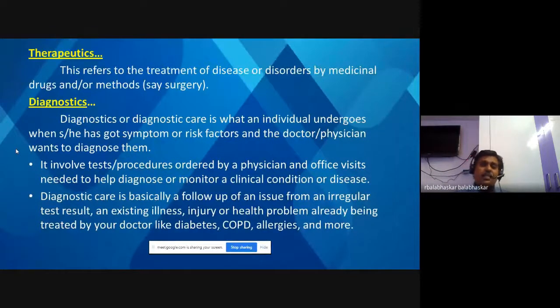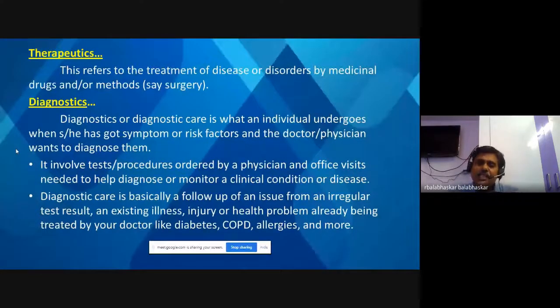And finally, you have the diagnostics, which is going to be the most important one, where the individual undergoes all the symptoms or risk factors, so they go for a testing. So it involves tests or procedures that are being ordered by a physician, and then you have to go to a lab, give your sample, and then you follow up on what is that. So the diagnostic care is basically the follow-up of an issue from an irregular test result or an existing illness, injury, or health problem, or already being treated by your doctor.